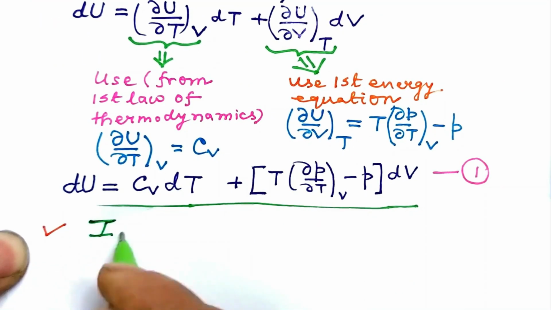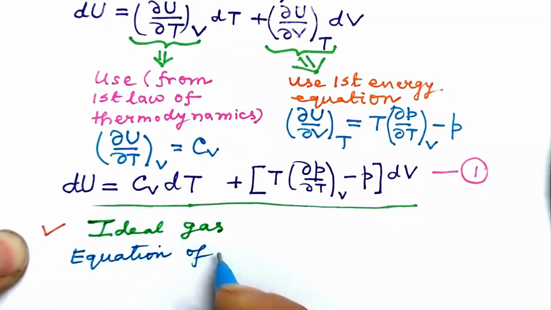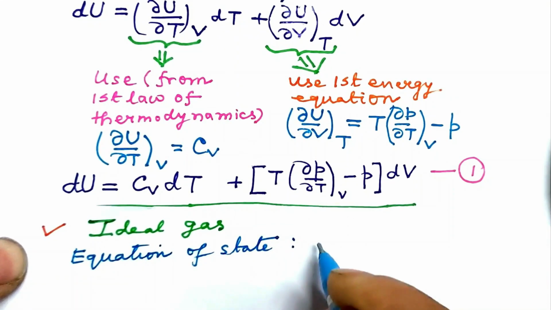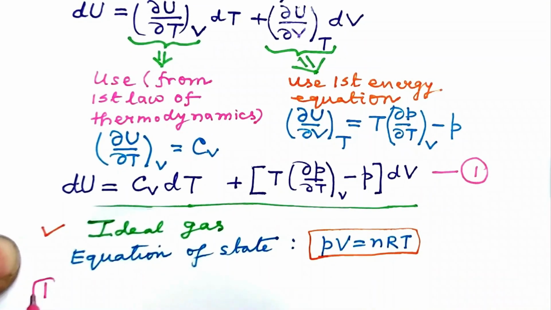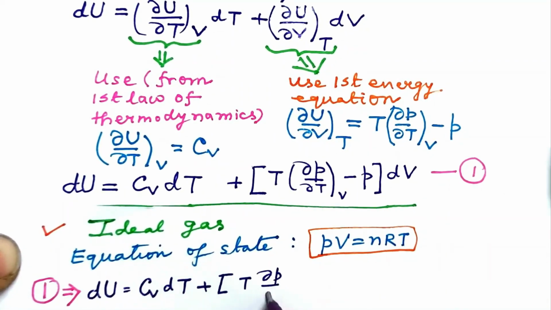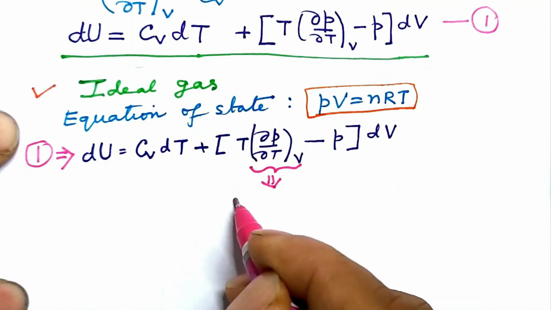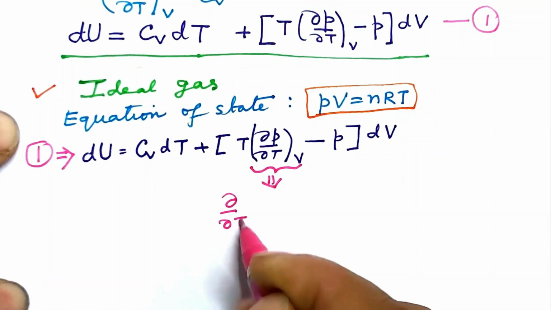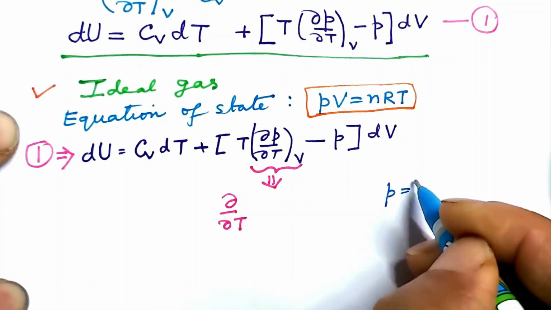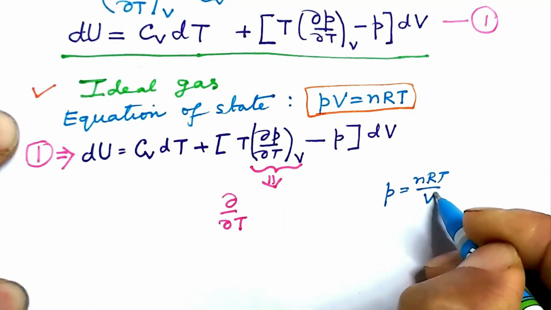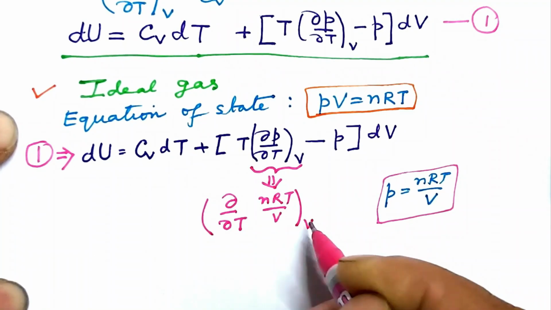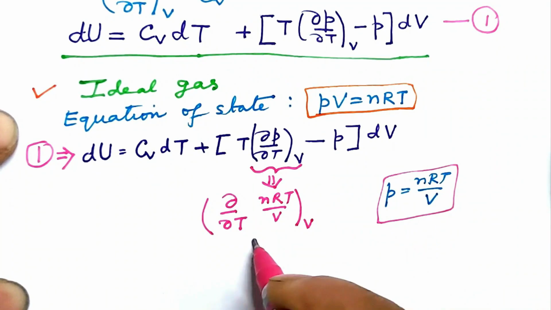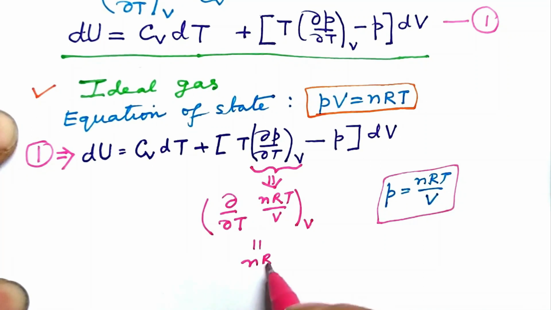Now consider ideal gas case. The equation of state satisfied by ideal gas is PV equal to nRT. We quote equation 1. Let us now find (∂P/∂T) at constant V. What is P? It is nRT by V as follows from the equation of state. Partial differentiation with respect to T keeping V constant gives nR by V.